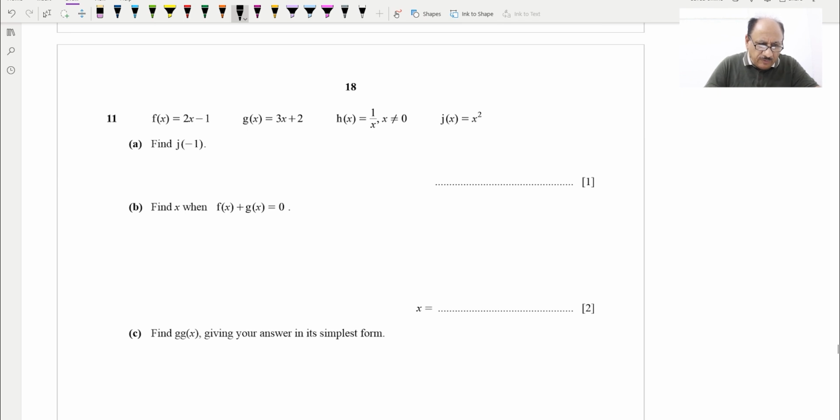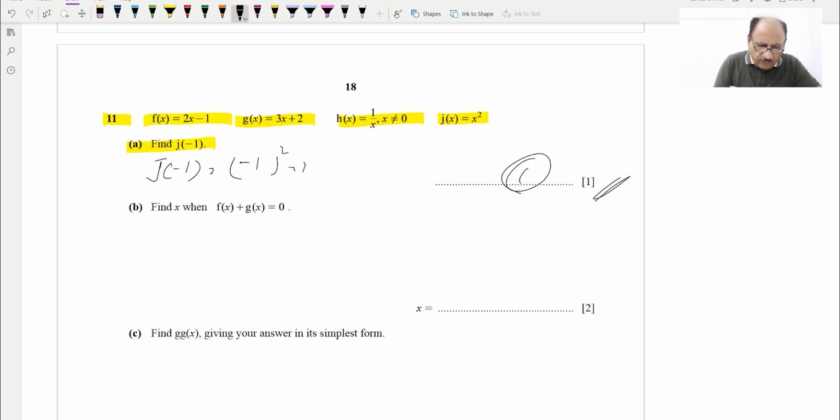Question number 11 is a functions question. It says f of x is given, g of x is given, h of x, all these are given. Find g of minus 1. So g of minus 1 will be equal to minus 1 squared, which is equal to 1. So the answer will be 1 for 1 mark.